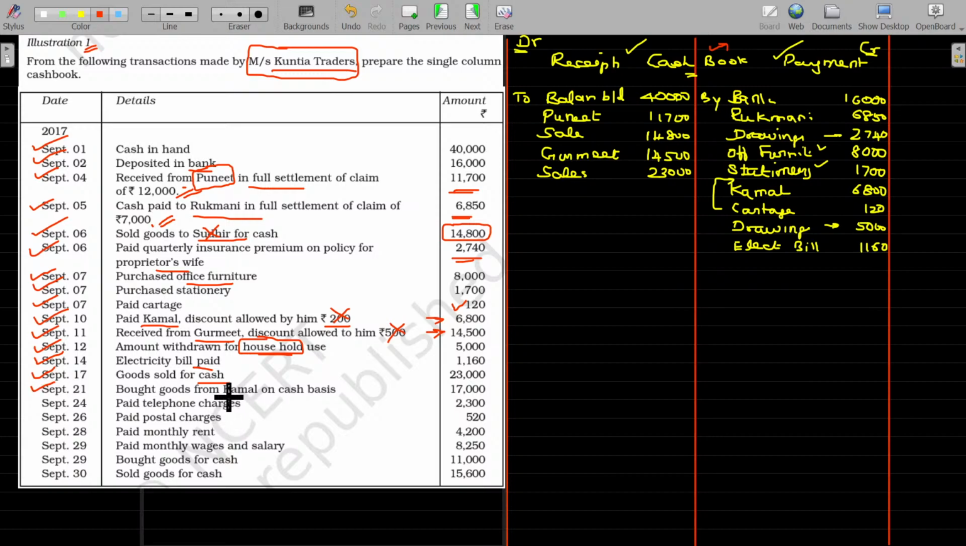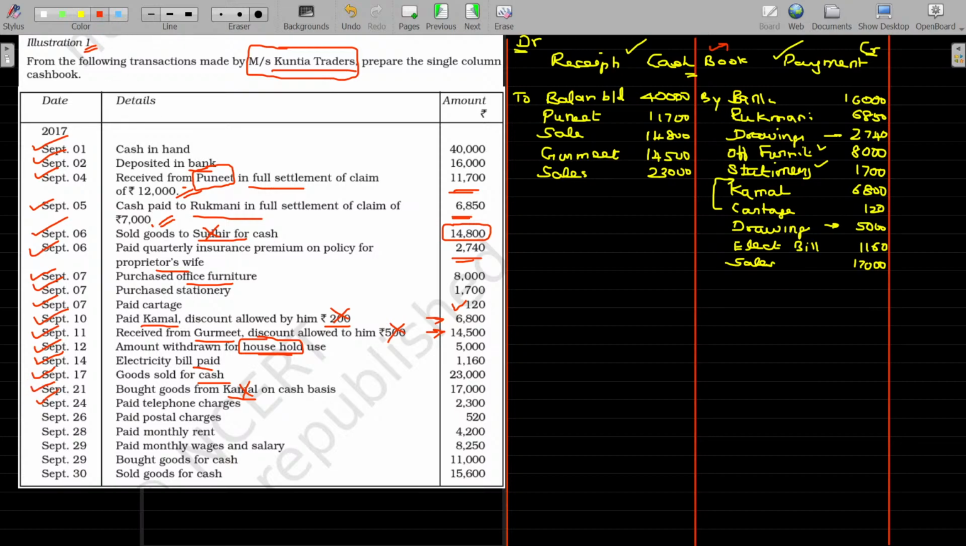And then on 21st September, bought goods from Kamal on cash basis. So you purchase from Kamal, and that too on cash basis, which means Kamal's name is not important. We have paid the money immediately, so the party's name is not required. So in the payment side, we have to post the value, which is 17,000. In the description, we have to write purchases, not the party's name.